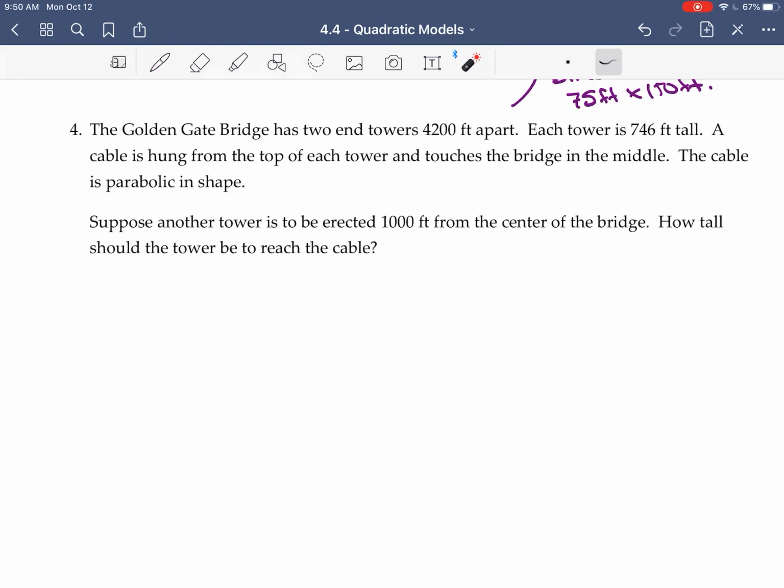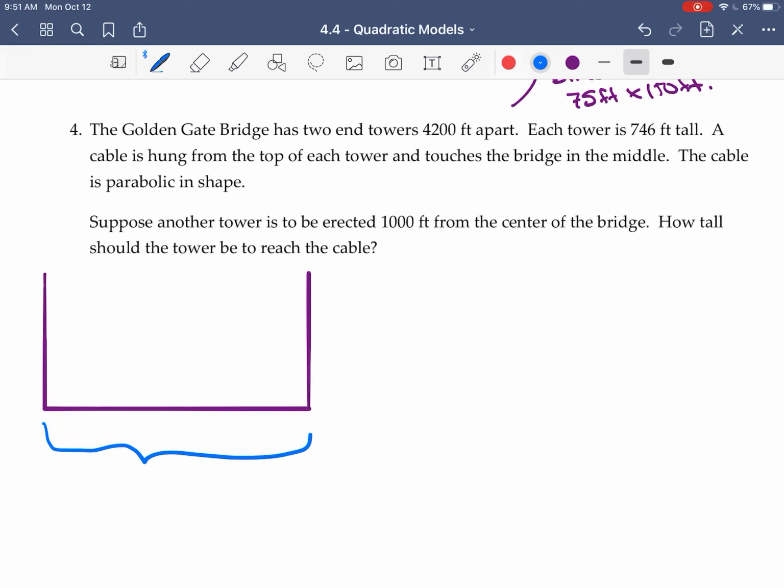So the Golden Gate Bridge has 2 end towers that are 4,200 feet apart. Okay, so I'm going to start by drawing those. Okay, oops, that's not very good. Okay, so those are our towers. They should be the same height. And we know that they're 4,200 feet apart. Okay, so I know this distance is 4,200. Those are our 2 towers. Also, each tower is 746 feet tall. So we also know this height is 746. Okay, for both of them.